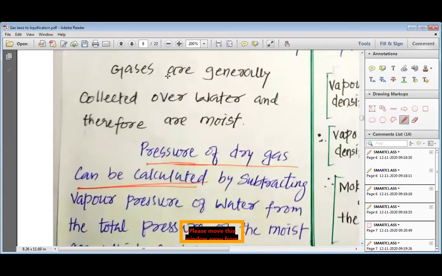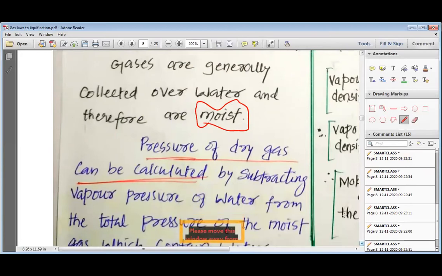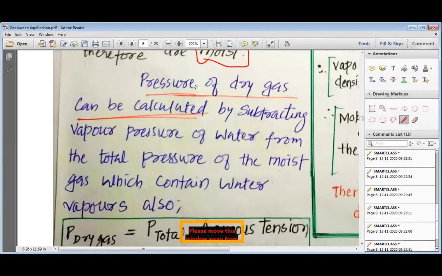Now, gases are generally collected over water and therefore they are moist. Do you understand the meaning of moist? The meaning of moist is they have water vapor inside them, so they have moisture. So the pressure of dry gas can be calculated by subtracting the vapor pressure of water from the total pressure of the moist gas, which contains water vapor also.